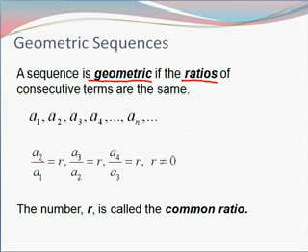So here you can see we have the ratio of term 2 to term 1 is equal to r. Term 3 versus 2 again is r. 4 over 3, and we have r. Now the one condition here is that r cannot equal 0. The number r is called the common ratio, and it's common because every set of consecutive terms, no matter where you pick them from in the sequence, as long as they're consecutive, is going to have this ratio.